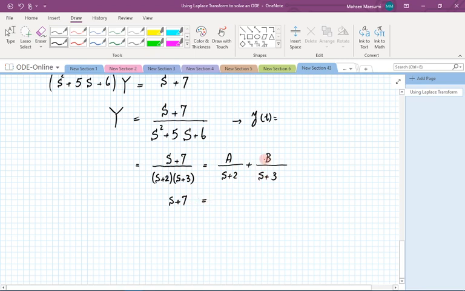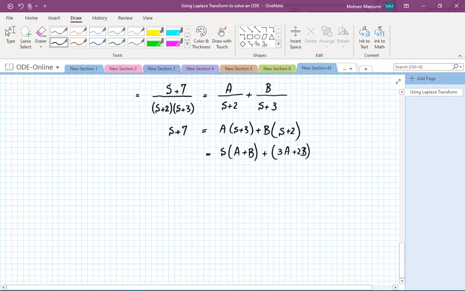I add these two fractions and make the two numerators identical. So I'll have A times s plus 3 and B times s plus 2. I factor s, I get A plus B, and collect everything else that is left. Therefore, it must be that A plus B is 1, while 3A plus 2B is 7.